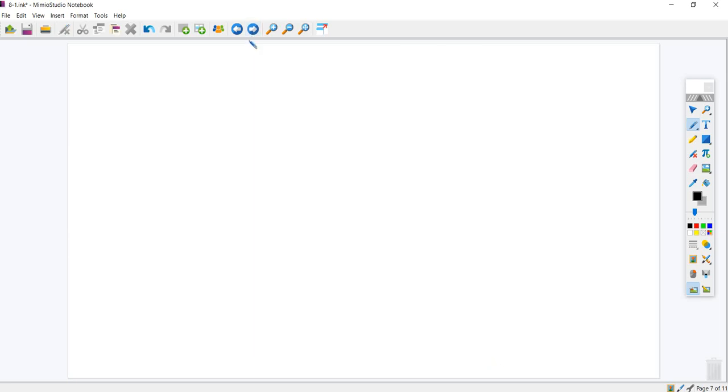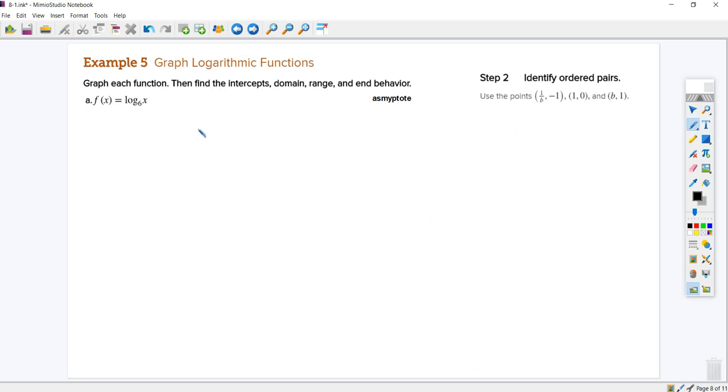Let's see one graphing question. Example 5. Remember, we were on page 401. Now this example is on page 402. Example 5. It says graph each function, then find intercepts x, y, domain, range, and behavior and asymptotes if you have any. Okay, so don't worry about graphing.